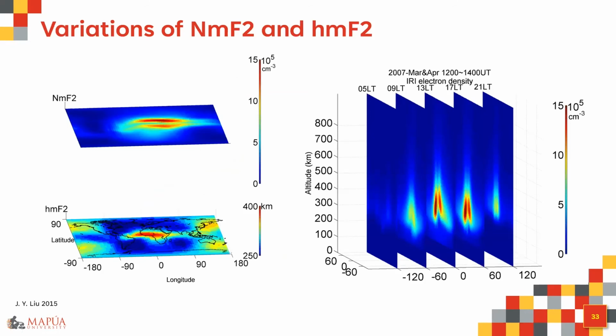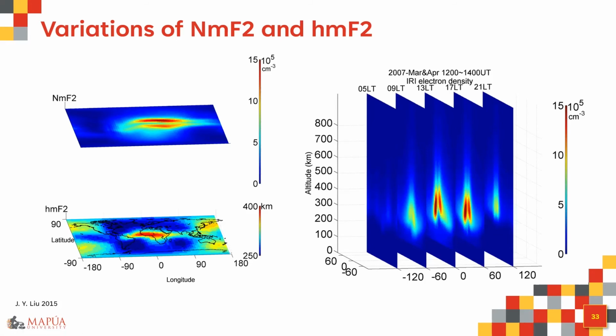So this is a graph provided by Professor Liu in 2015, wherein he mapped the NmF2 in geographic locations, the HmF2 in geographic locations, as well as the altitude-latitude profile of your electron density. From here, we can actually observe the phenomenon called the equatorial ionization anomaly, which is a unique feature of the ionosphere in the low latitude equatorial region, where the Philippines currently resides.